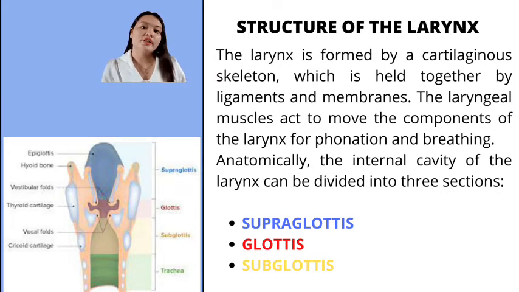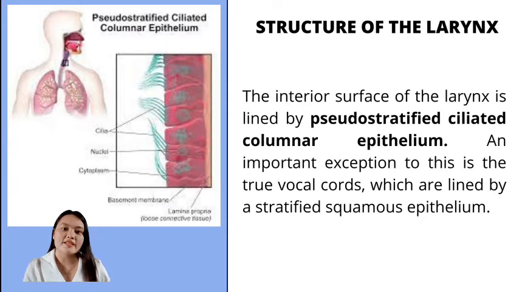From the inferior border of the glottis to the inferior border of the cricoid cartilage, the interior surface of the larynx is lined by pseudostratified ciliated columnar epithelium. An important exception to this is the true vocal cords, which are lined by a stratified squamous epithelium.